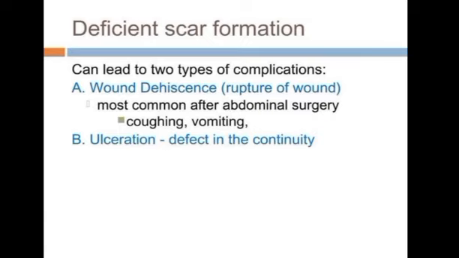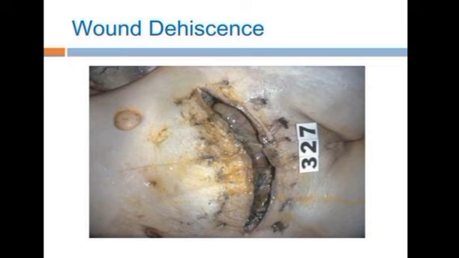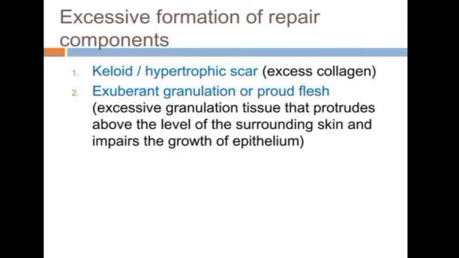The second one is ulceration. In this, the wound fails to heal completely. It is common in diabetic foot ulcers, venous ulcers and pressure sores. Poor blood supply or infection causes tissue destruction, and a persistently open wound forms an ulcer. This is the wound dehiscence.